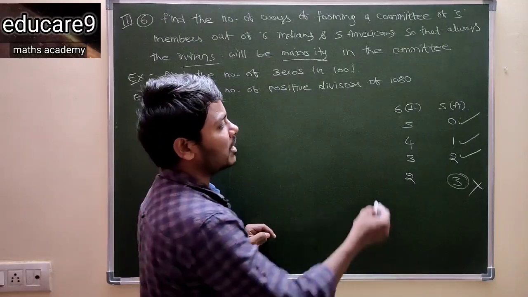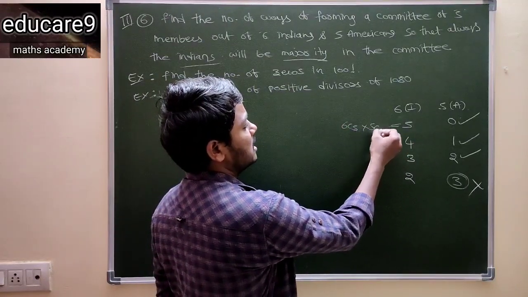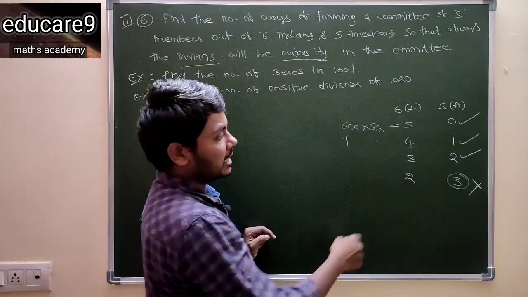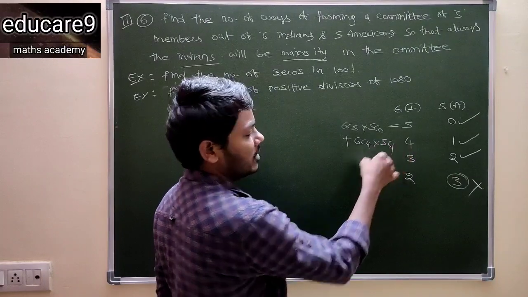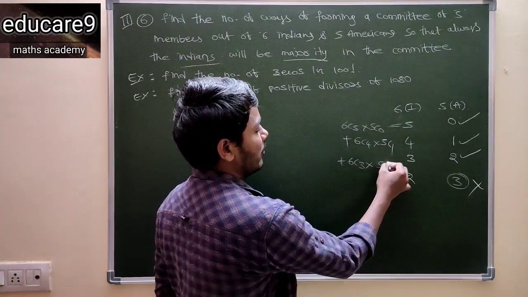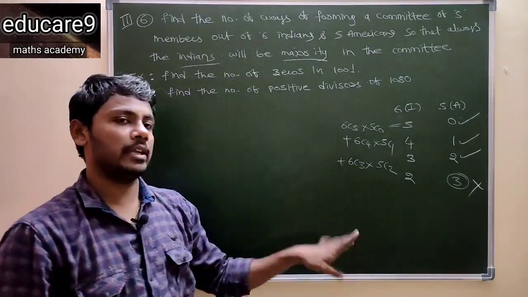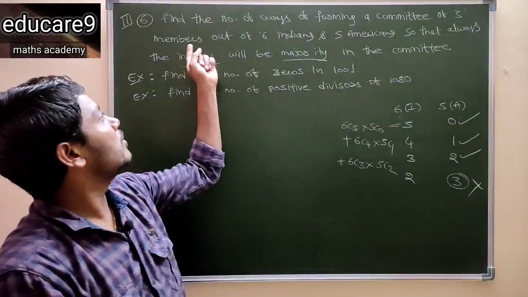So here, total number of selections 6C5 into 5C0 plus second possibility 6C4 into 5C1 plus 6C3 into 5C2. So these are the number of selections of 5 members.